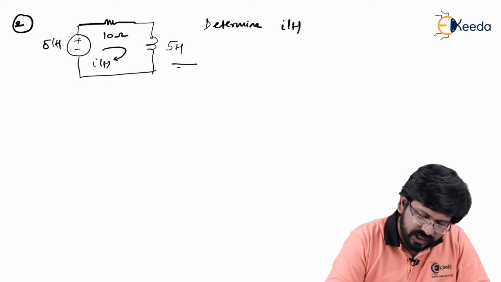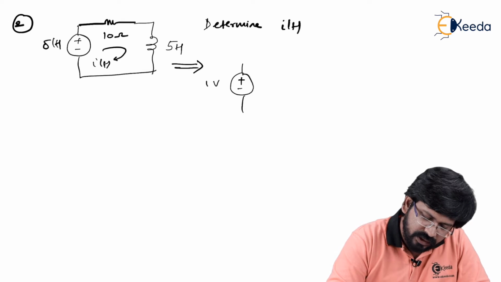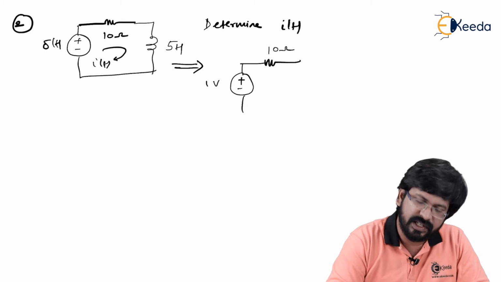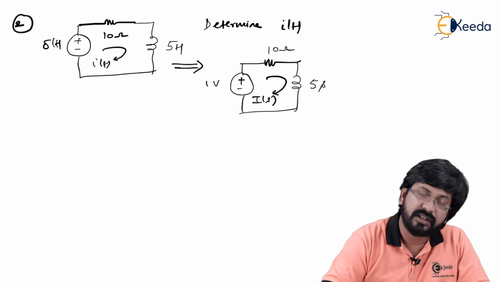So transforming this into the frequency domain, I can say that del of t simply becomes 1 volt, R remains the same, which is 10 ohms, and since initial conditions are 0, L can be replaced with Ls, which is nothing but 5S, and then we have this I of S as the current.